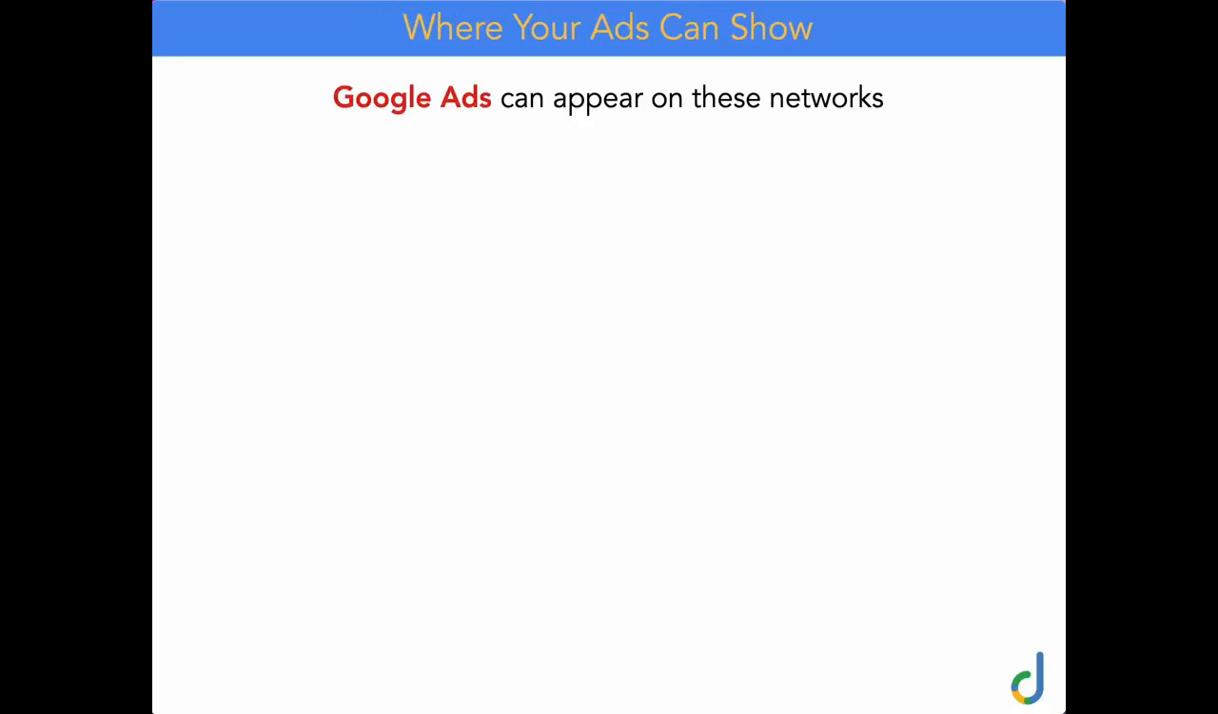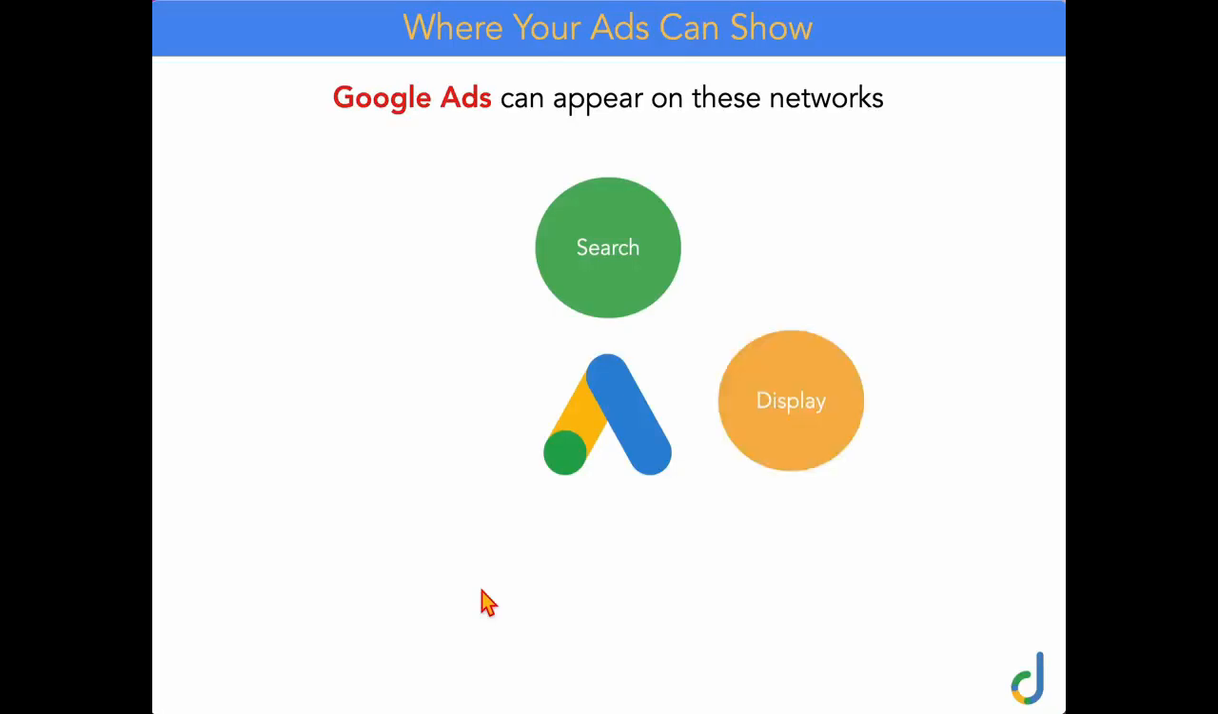Your Google Ads can appear on a whole range of networks, including search. So that's what we just spoke about. That's the one that most people would understand. When you complete a Google search, you'll then see those ads at the top of your page. They can also appear on the display network.